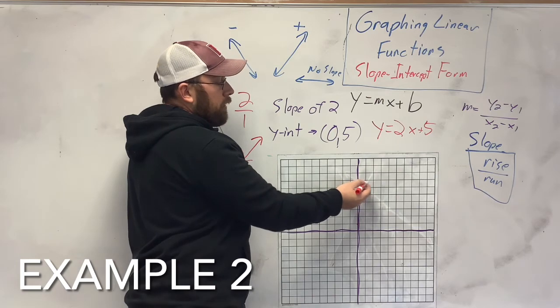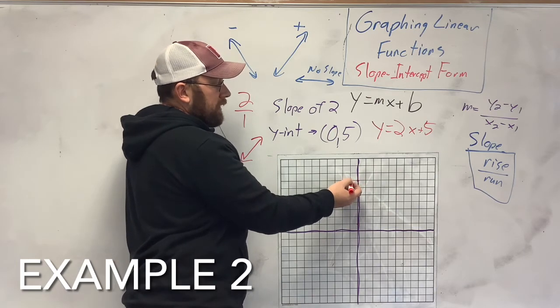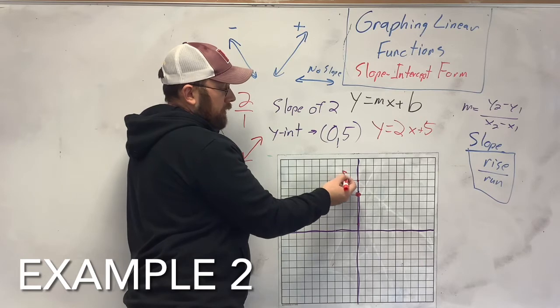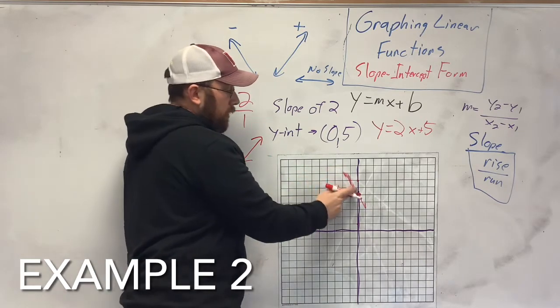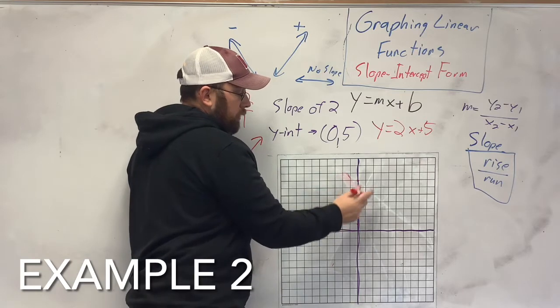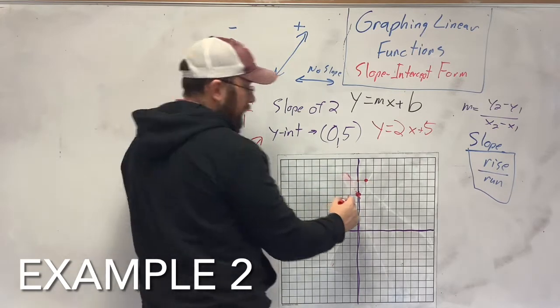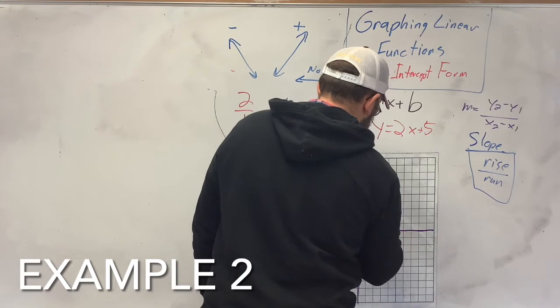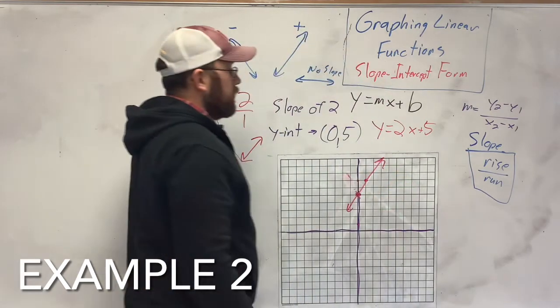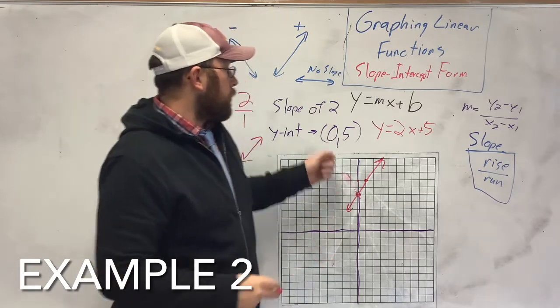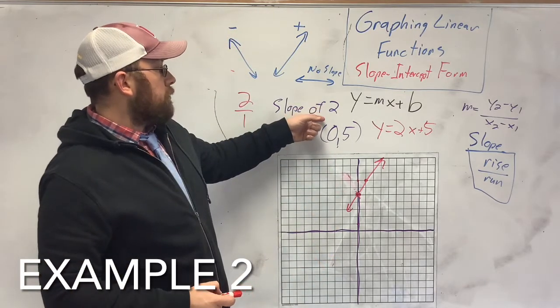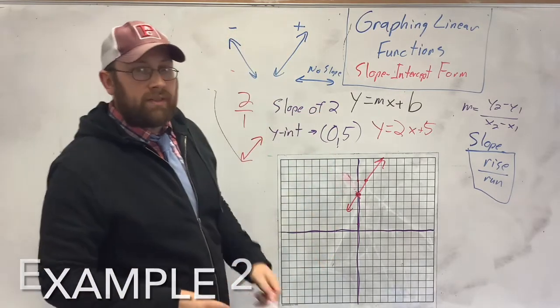All right, so am I going to go left or right? So if I go to the left, does that line look like this line? No. So I need to go 1 to the right and connect the dots. There you go. That is this graph. Again, understand your starting point, understanding rise over run, and the positive and negative is how you graph these.